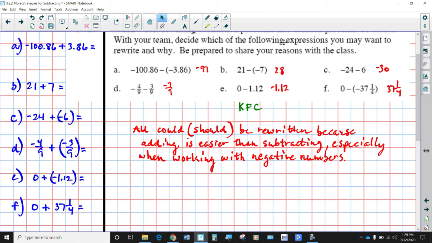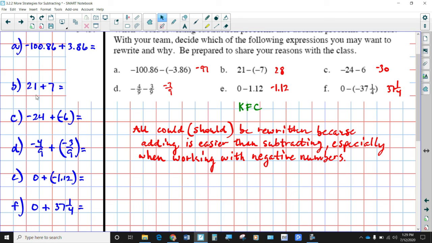With your team, decide which of the following expressions you would want to retry and why. I would say all of them should be rewritten because subtracting is not that easy to do. Adding is a much easier operation than subtracting. So, KFC, use it anytime you've got subtraction problems, and it should make your life a lot easier.